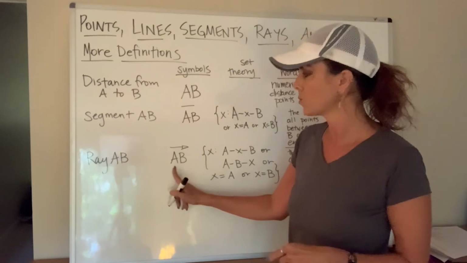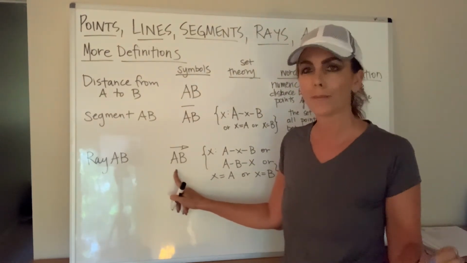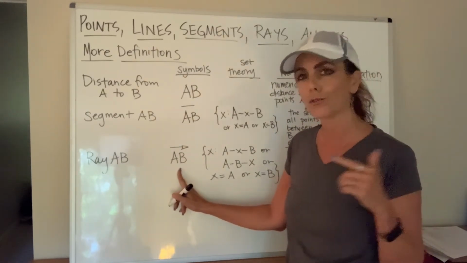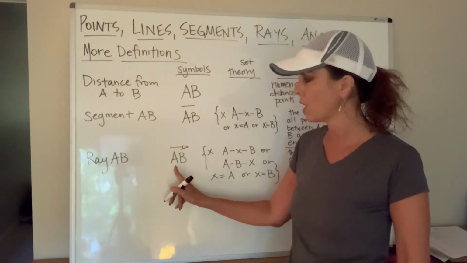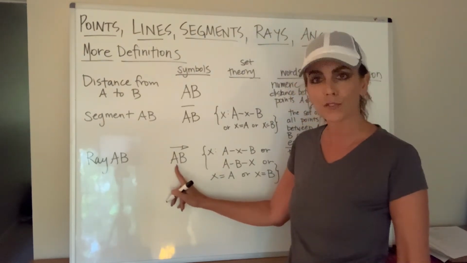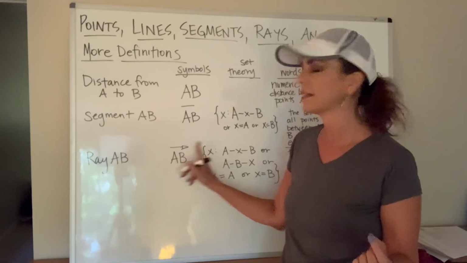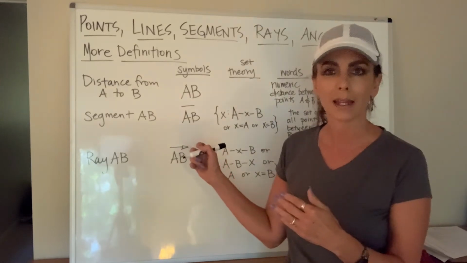So this is ray AB, and that's different than ray BA because it starts at point A and goes through point B. Okay, so whatever letter is used first is called the initial point of the ray. All right, and this kind of indicates the direction. And we always go to the right when we indicate rays.